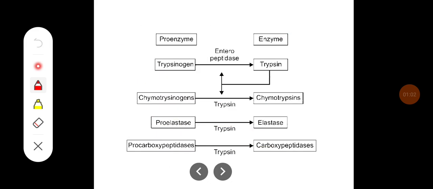Most of the proteolytic enzymes are present in proenzyme form, then they are converted into enzymes. Mainly the trypsinogen gets converted into trypsin in the presence of enteropeptidase, and then further trypsin is going to convert other proenzymes, that is chymotrypsinogen into chymotrypsin, proelastase into elastase, then procarboxypeptidases into carboxypeptidases.